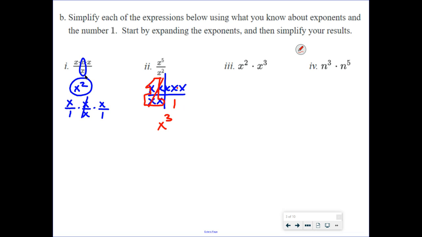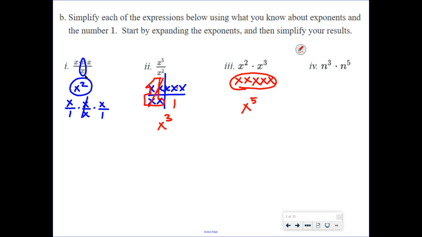For number 3, well, that's kind of weird, interesting. So x to the 2nd power is just x times x, and x to the 3rd power is x times x times x. Now, you could have a multiplication sign there, but you don't necessarily need it. So if you got rid of that multiplication sign and just took this and put it together, I just get all that. And total, I end up with x to the 5th.